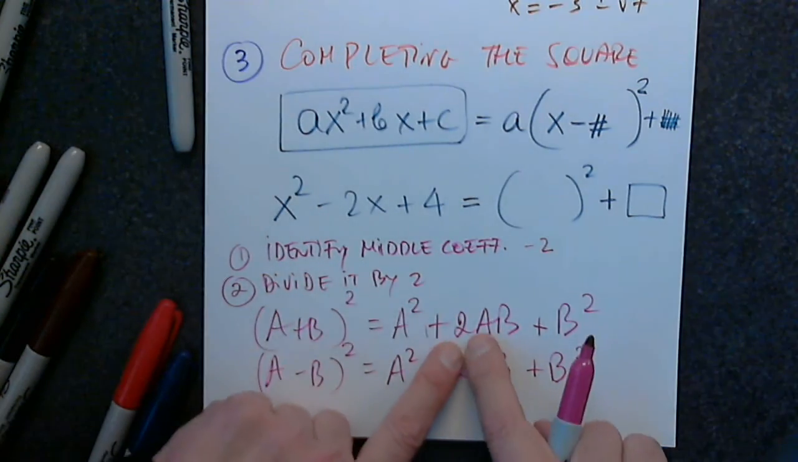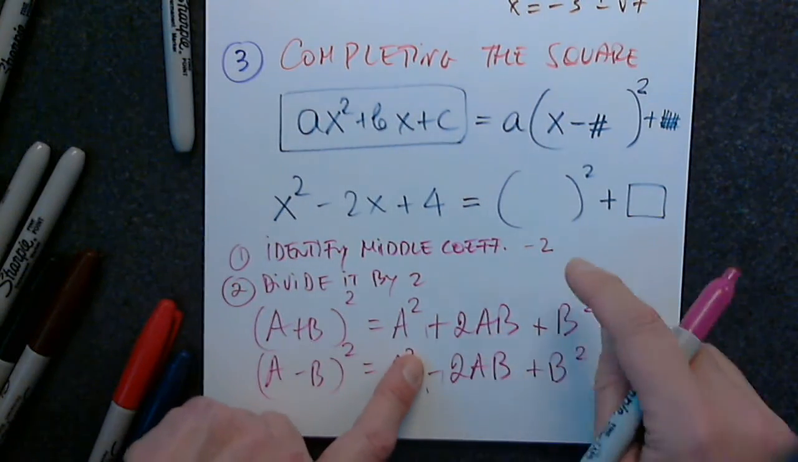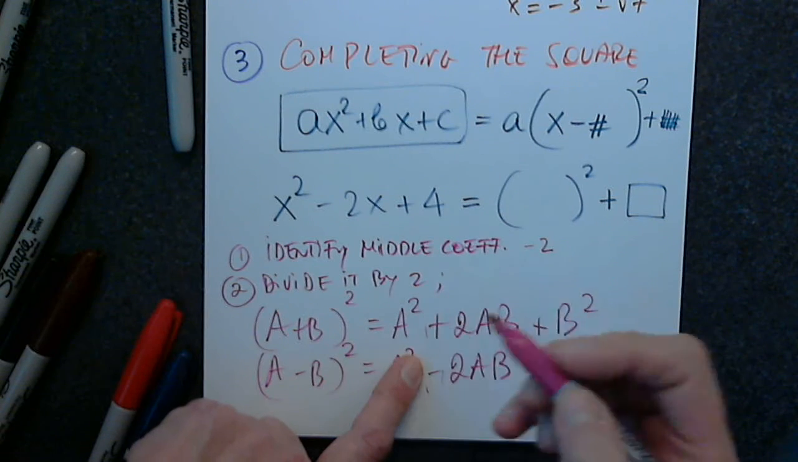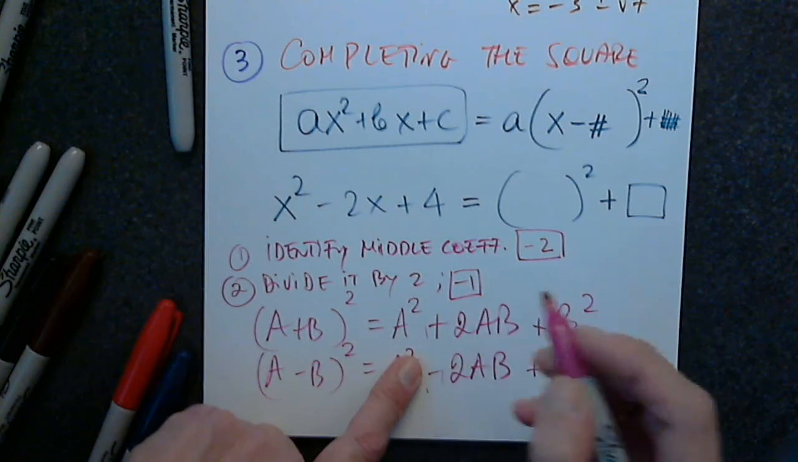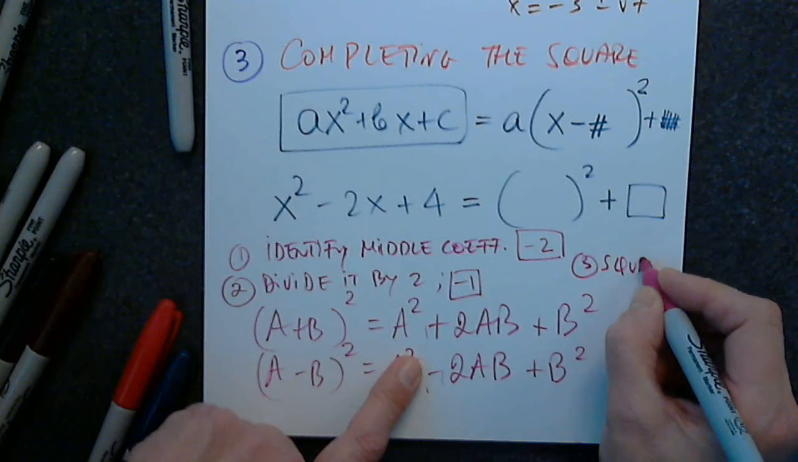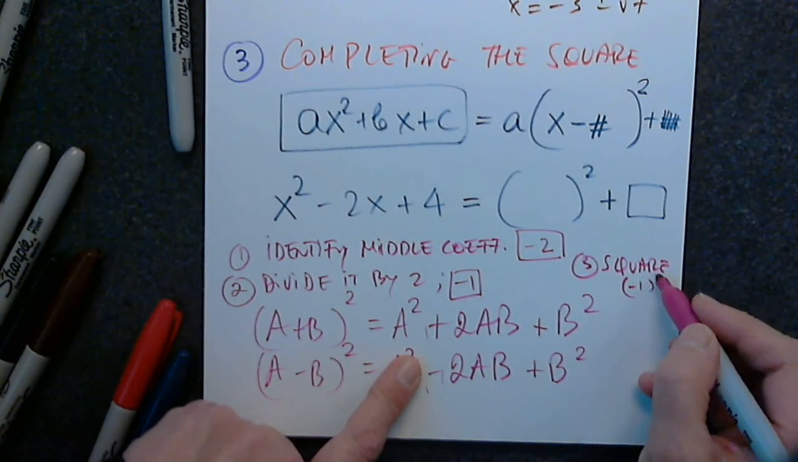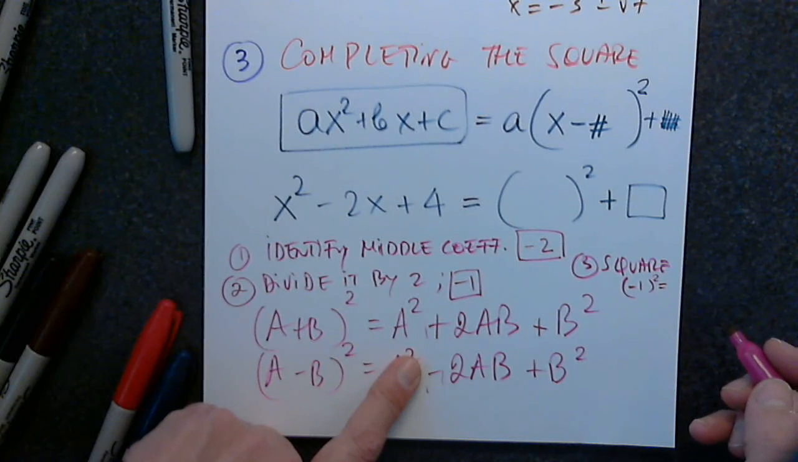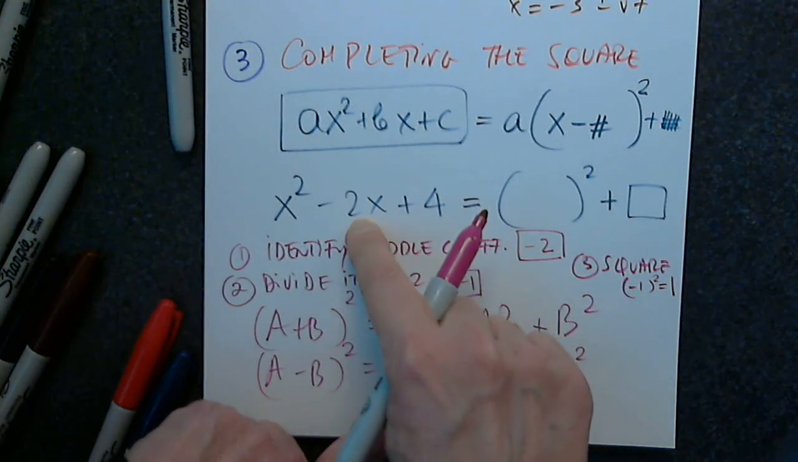Step number 2, divide it by 2. Why divide by 2? Because of this 2. That's why I need to divide by 2. So please divide negative 2 by 2 and tell me what you get. Negative 1. Excellent. In step 3, square negative 1. When you square negative 1, you get 1. That's it. This is the number we have to have next to x squared minus 2x.